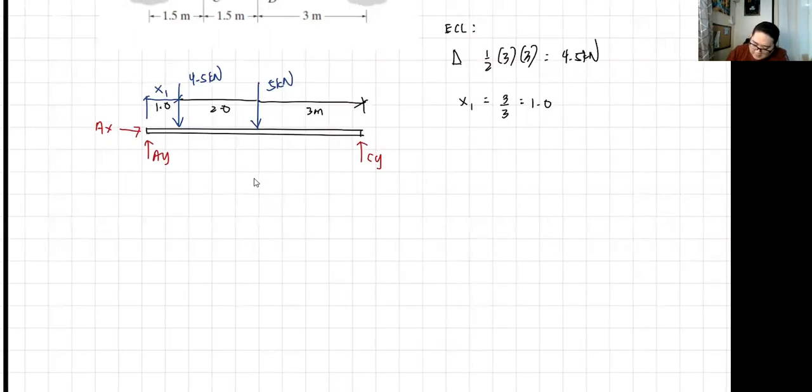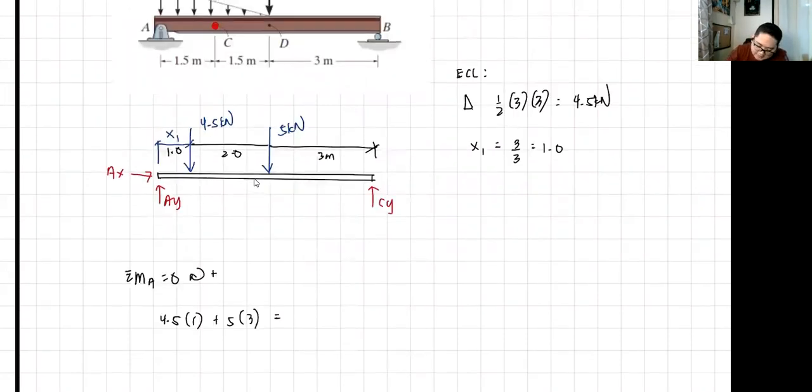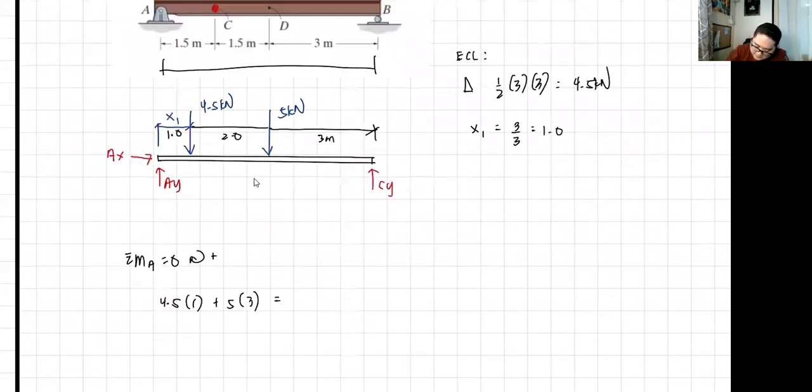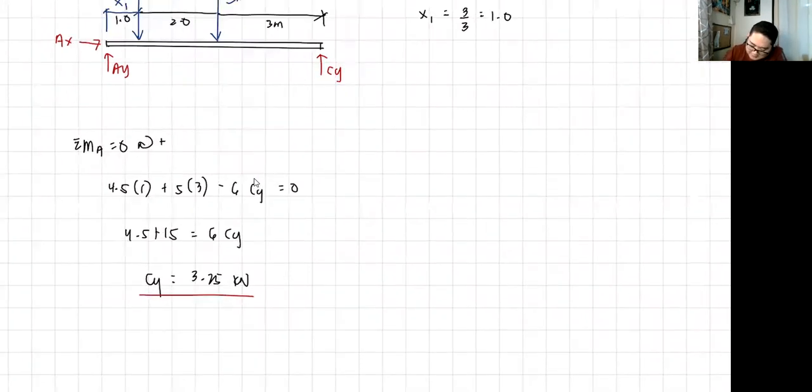Okay. So calculate the reaction, summation of moment at A is equals to 0. Taking to the right clockwise as positive. You have 4.5 times 1 plus 4 plus 5 times 3 minus 6 CY is equals to 0. So we have 4.5 plus 15, then 6 CY. So CY natin is equals to 4.5 plus 15 divide natin ng 6. That is 3.25 kilonewton. Okay? So ito yung first value natin.